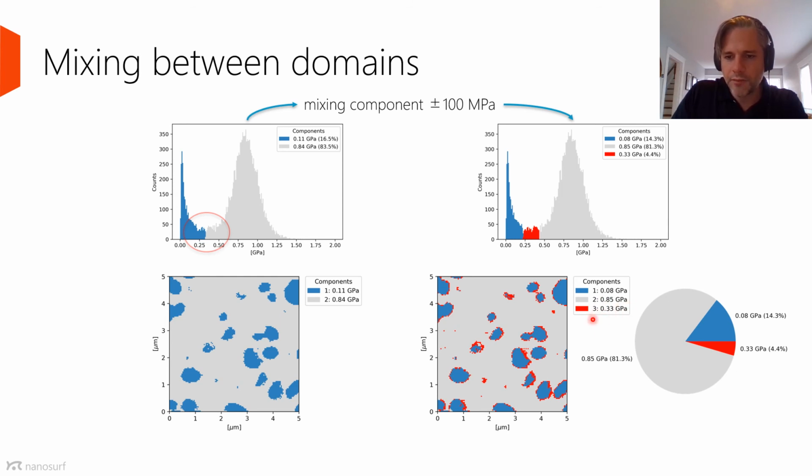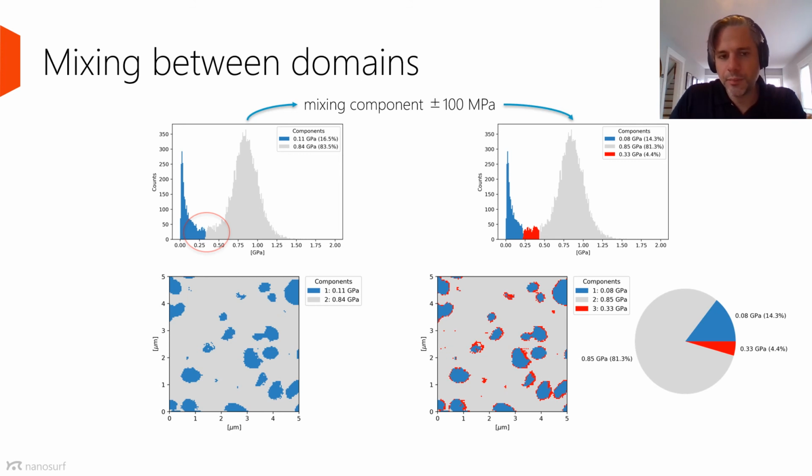And now we can account for the mixing in between. And now we can see also what percentage of the surface is one component versus the other. So component 1 is 14.3%, component 2, 81.3%. So that's how we can use machine learning to help analyze the results of an ANA experiment.